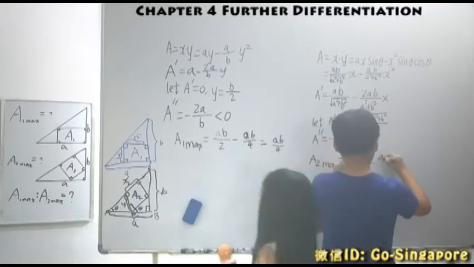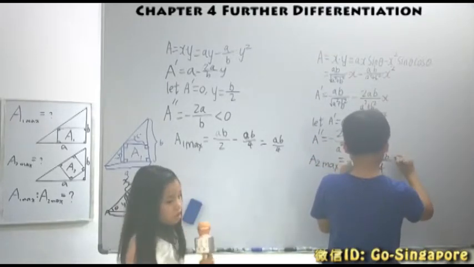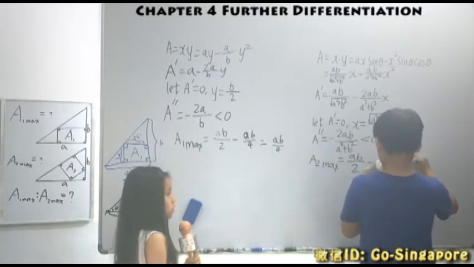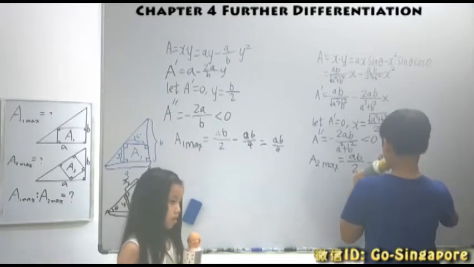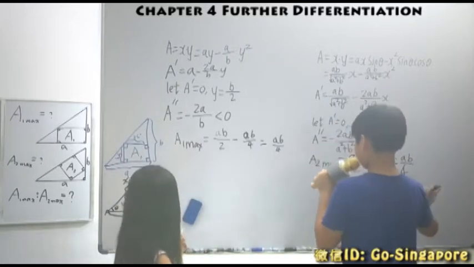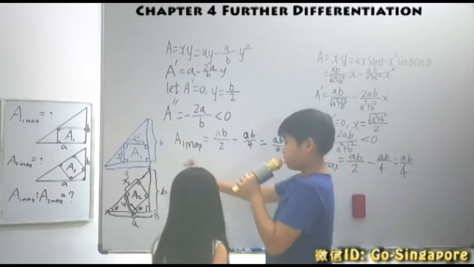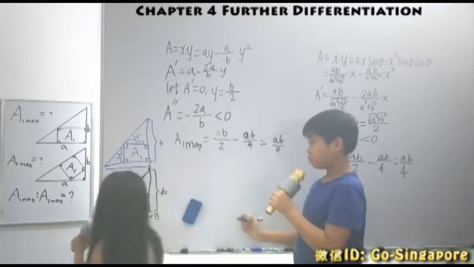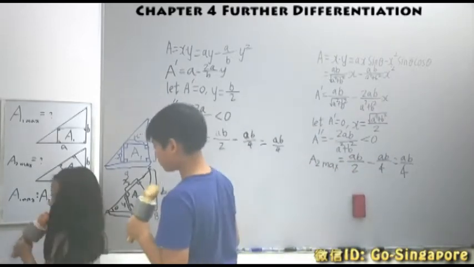This is AB over 4. Yes, so this is AB over 4. What did you realize here? It's the same, these two are the same. So that means this will be a 1 and 1.